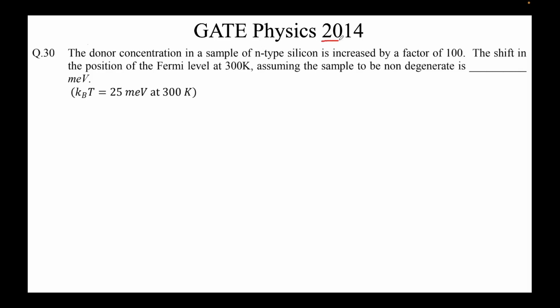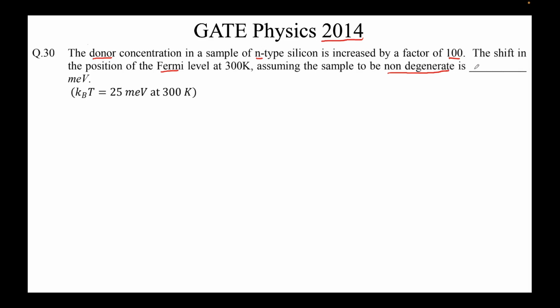The problem statement from GATE Physics 2014 paper reads as follows. The donor concentration in a sample of N-type silicon is increased by a factor of 100. The shift in the position of Fermi level at 300 Kelvin, assuming the sample to be non-degenerate, is.